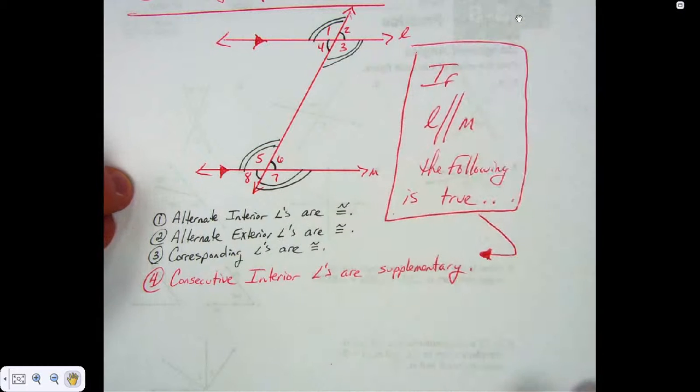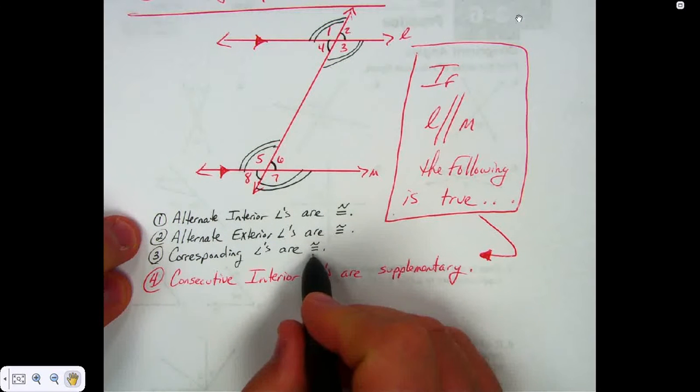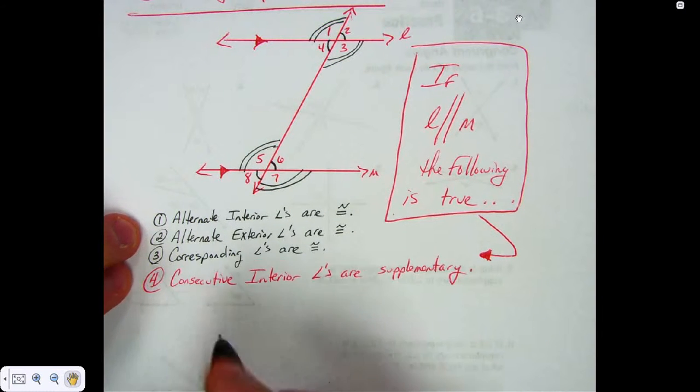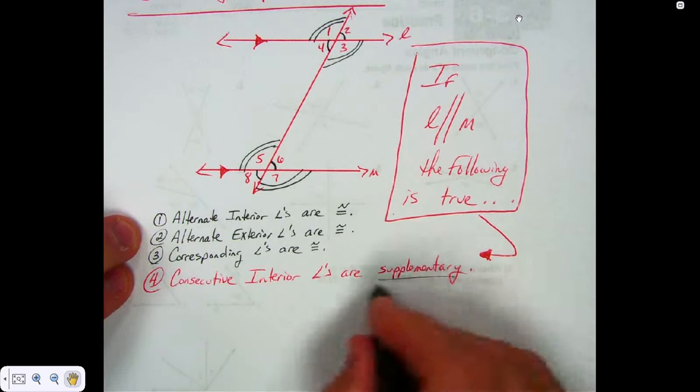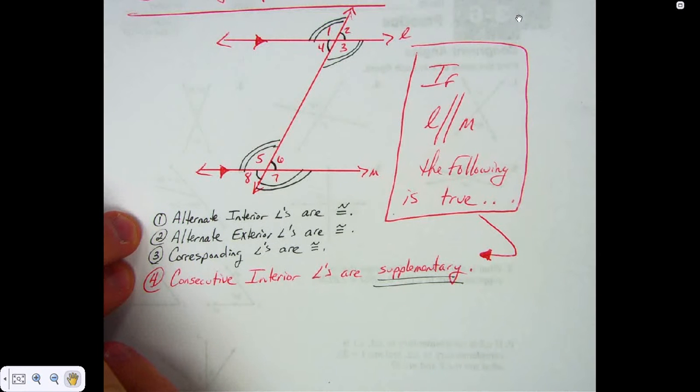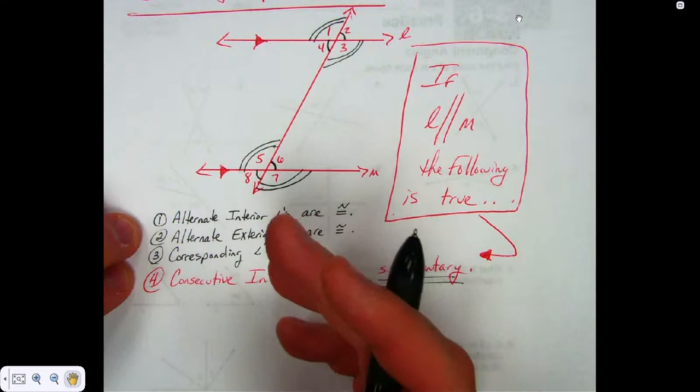Why do you think I wrote the last one in a different color? The ones in black are the ones that are what? Congruent. The one in red's the one that's what? Supplementary. I was trying to let that stick out a little bit. Eyes up here, please. No writing.